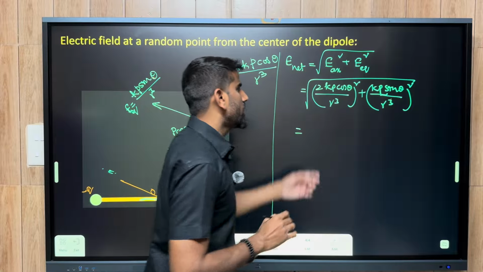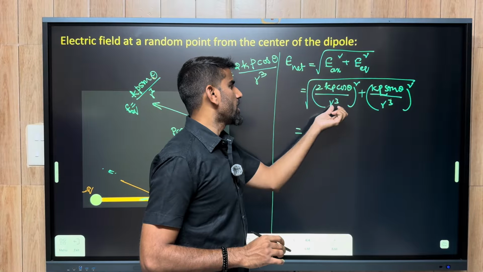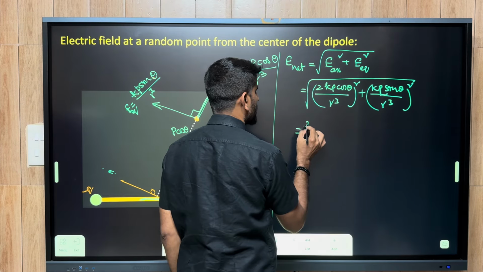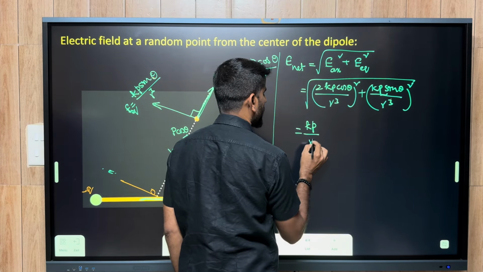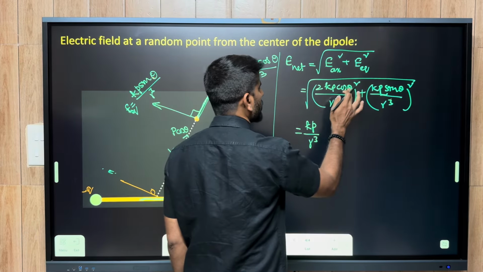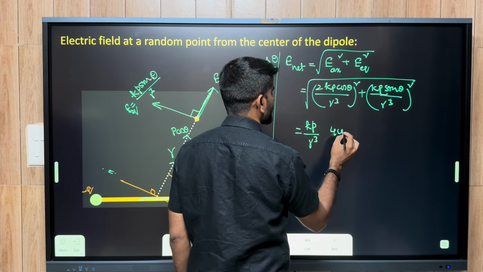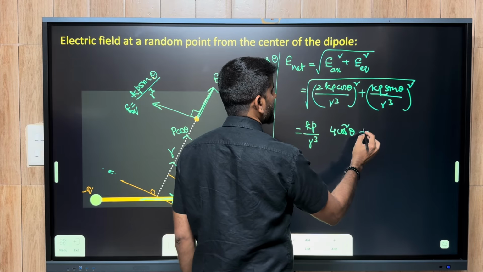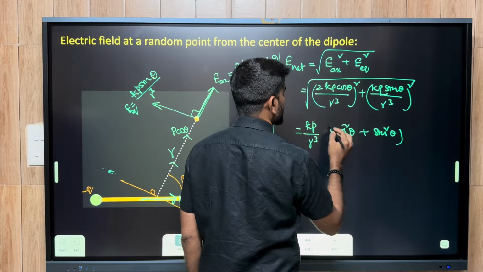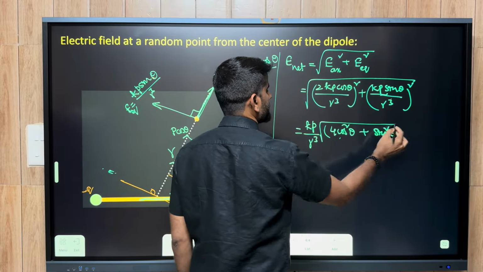If you simplify this equation, we have common terms, kp by R cube, squares are there. If I take it out, kp by R cube, square and root cancels. Okay, and we have 2 cos theta square, that means 4 cos square theta, and we have sin theta square, that is sin square theta, right? And we have the root as well.